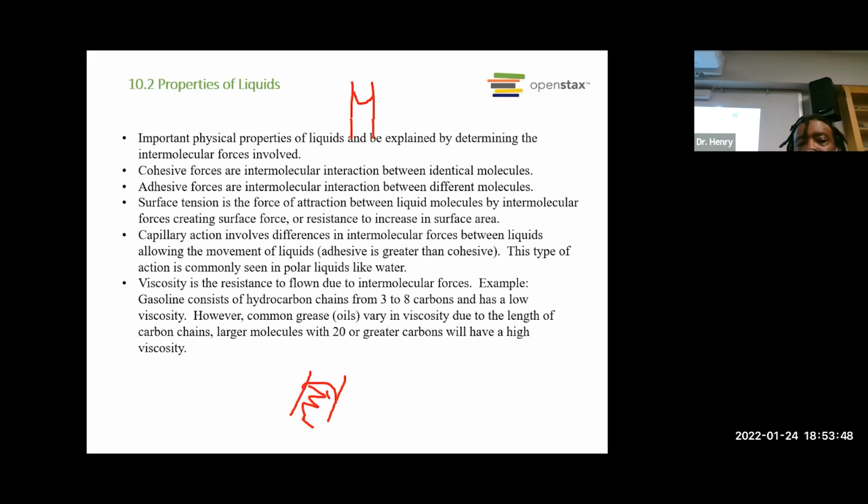Okay, so capillary action is going to basically involve differences between intermolecular forces between the liquid and the liquid and the surface of the glass. Okay. So in that case, adhesive forces are going to be greater than the cohesive forces. So if the adhesive forces are greater than the cohesive forces, that means it's going to pull itself up on the thing. So you get capillary action happening. Now, if it was the other way around, then that's how we end up with that surface tension, and that's in the case of mercury, right?